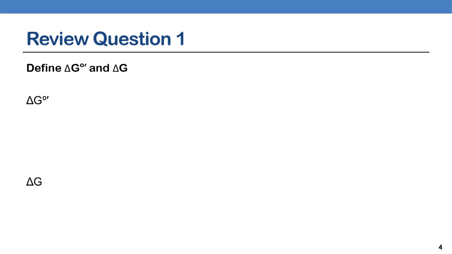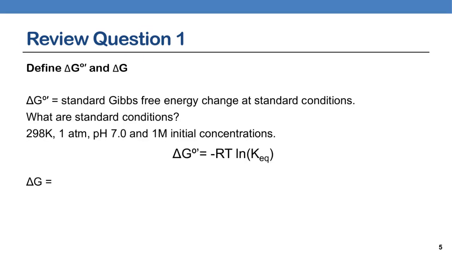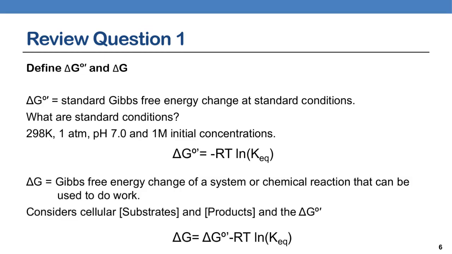Standard free energy, standard conditions, yes. And our delta G is, yes, our Gibbs, so our kind of physiological conditions or whatever conditions are in the environment. And then we can also represent this mathematically. So our standard free energy equals negative R times temperature times the ln of our K equilibrium. And then Gibbs free energy is a change in the system, so you can have cellular or any concentration really of our substrates or products in order to determine the Gibbs free energy.